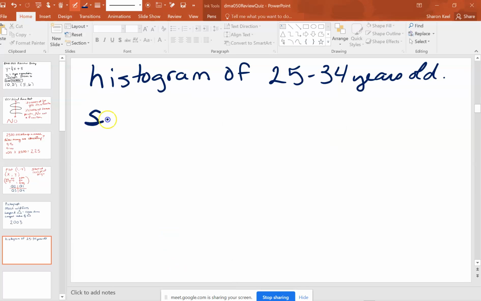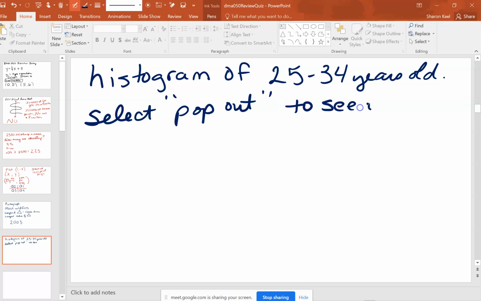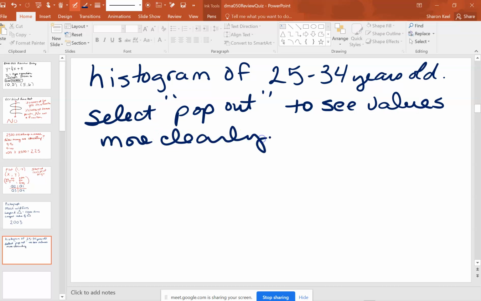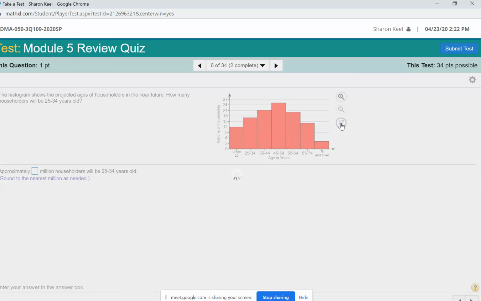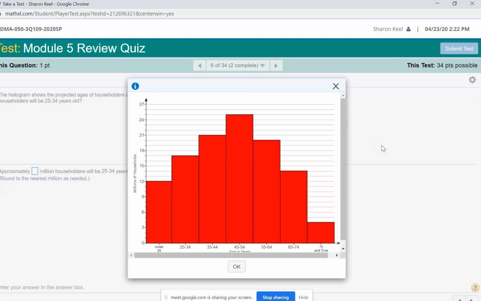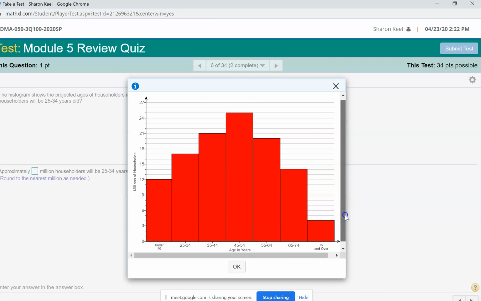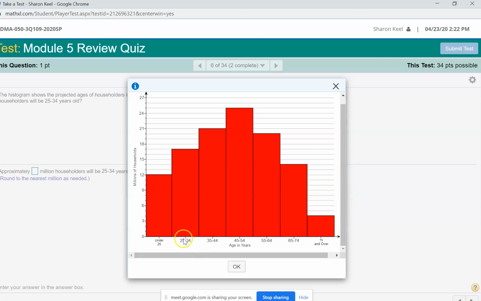I want you to select pop out to see the values more clearly. Otherwise, you have to eyeball it and you're likely to end up missing this particular problem. So let's look here. If I choose the bottom one for pop out, do you see how it makes it much larger? And then when I come down to the bottom, I'm going to look for 25 to 34. That would be this range.